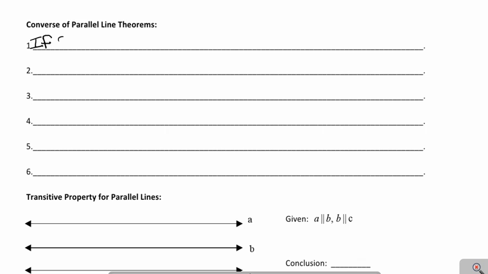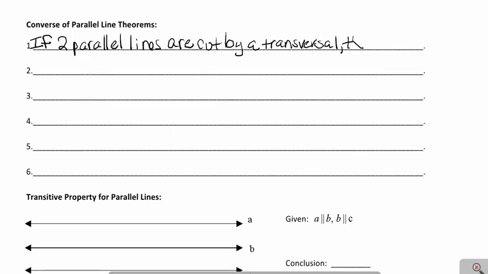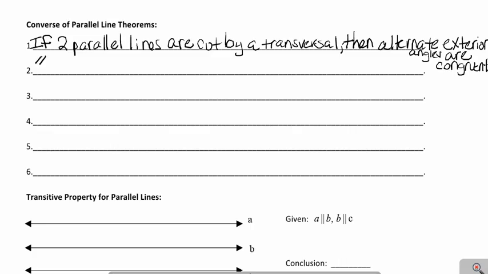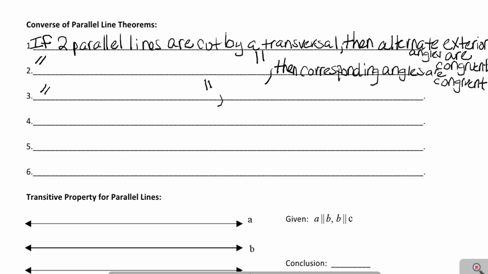The first one said if two parallel lines are cut by a transversal, then alternate exterior angles are congruent. The next one starts off the same way. If two parallel lines are cut by a transversal, so instead of rewriting it, I'm just going to use little quotation marks, then corresponding angles are congruent. And same goes for alternate interior angles. If two parallel lines are cut by a transversal, then alternate interior angles are congruent.